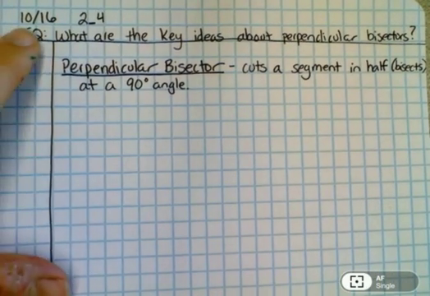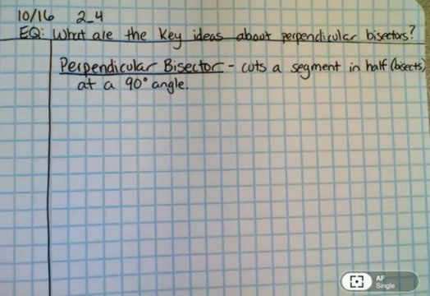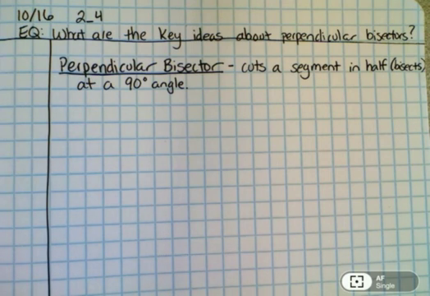So please make sure you're writing today's date, whatever it is that you're watching this video. And we're in, again, Unit 2, Lesson 4, and the essential question today is what are the key ideas about perpendicular bisectors? And before we talk about the key ideas, you need to know what a perpendicular bisector is. So a perpendicular bisector cuts a segment in half, and that's what bisecting means, cuts something in half. But a perpendicular bisector does that at a 90-degree angle. So please pause the video at this point, get all this down, and then come back when you're ready.